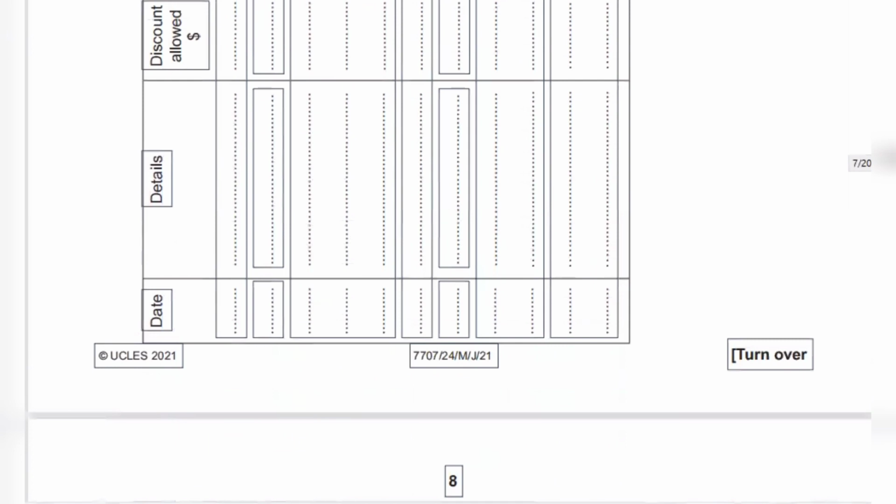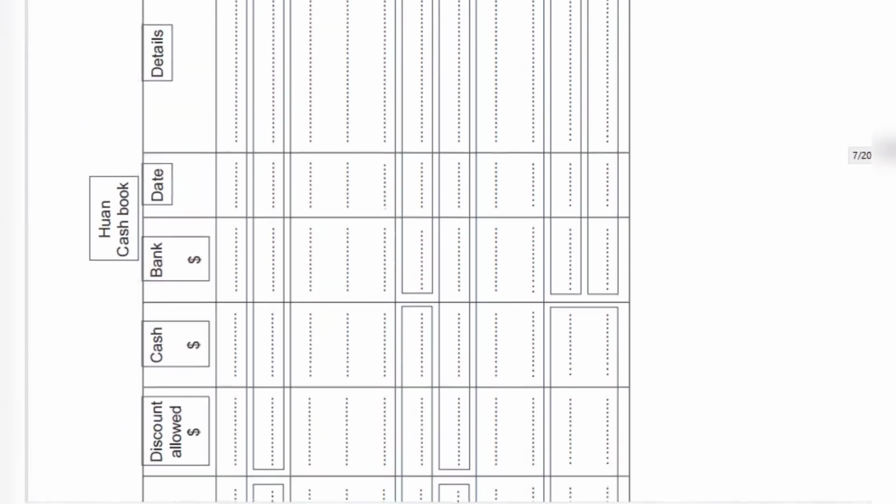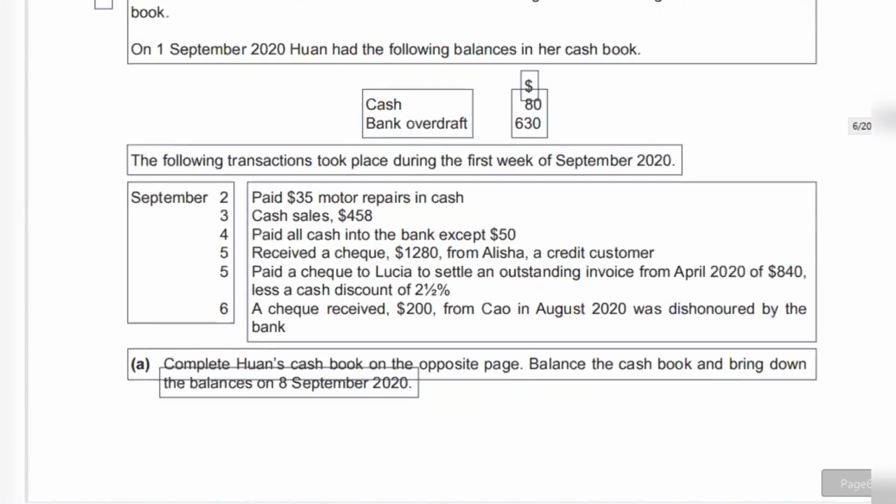First of all, we'll write balance b/d on the debit side, as cash has a debit balance. We will write balance b/d 80 in the cash column. We'll write balance b/d on the credit side for the bank overdraft under the bank column, 630.